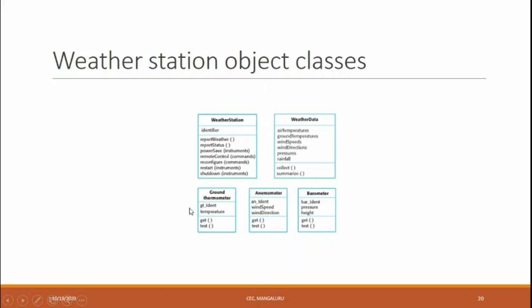So these are the weather station object classes. You can see the class names weather station and weather data, and these are the objects or attributes declared in the weather data as well as the weather station. Ground thermometer, anemometer, and barometer are all class names in the weather station. And these are all the objects or attributes declared, and there is a function declared for the respective class diagram.